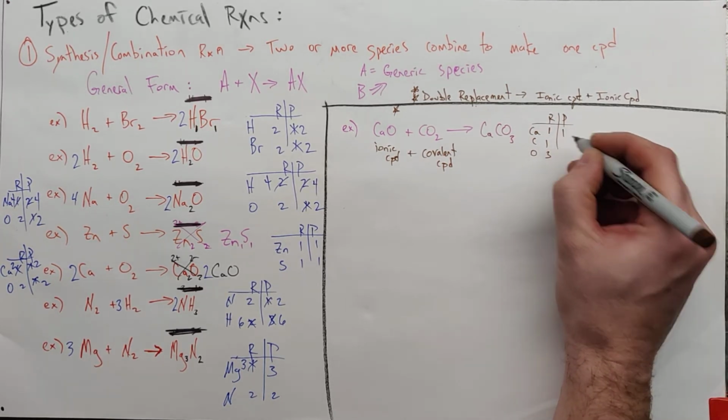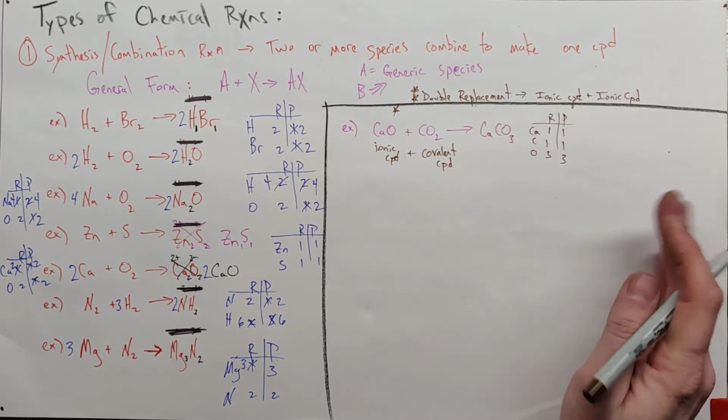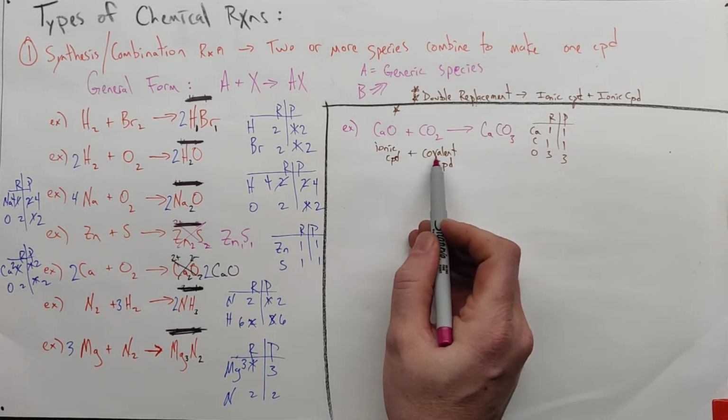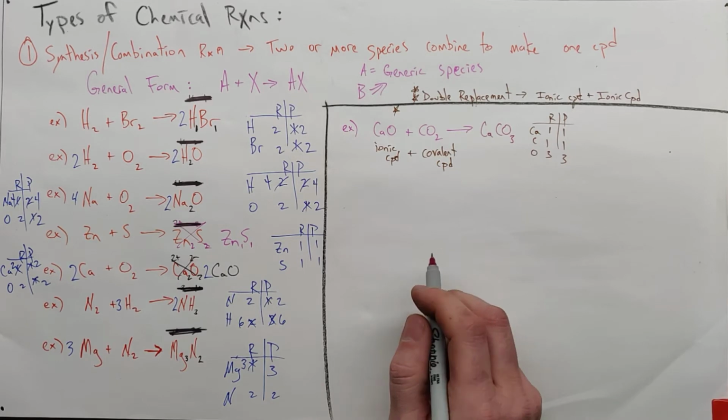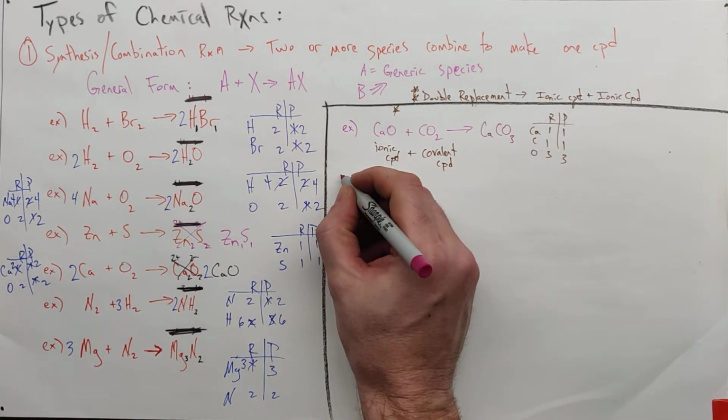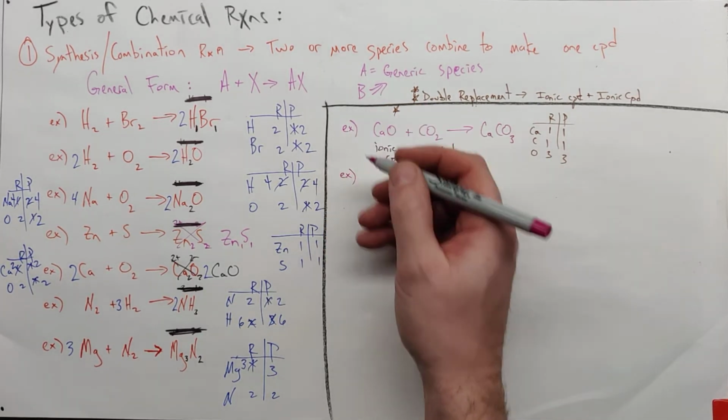Product side, 1 calcium, 1 carbon, and 3 oxygens. And anybody can look at that and say, yeah, it's balanced, all right? So those are general ideas that we're going to watch for there. At this point, it's not double replacement. I don't know what it's going to be, so it's going to have to be the reverse of some decomposition reaction, and you just got to plan ahead, all right?